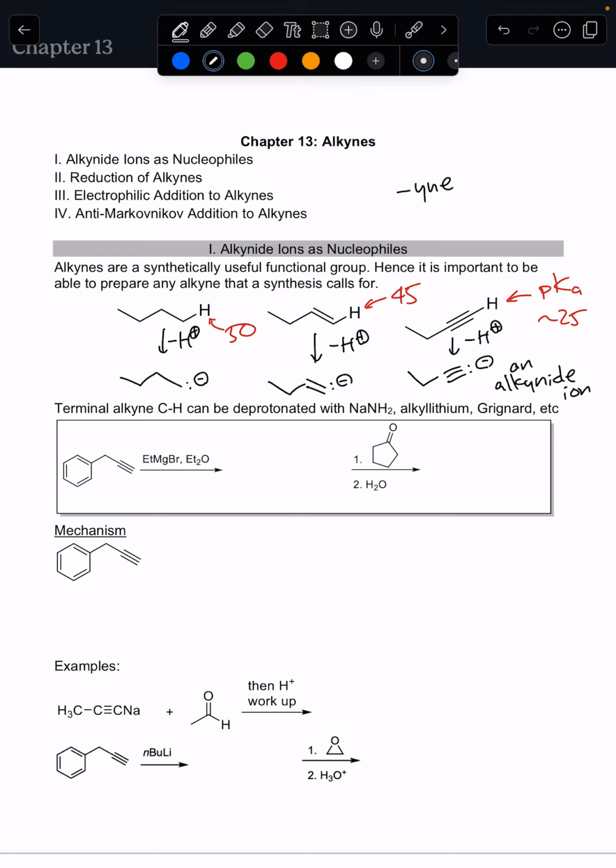The reason why that is synthetically useful is because if you apply a strong base, like, say, this is called sodamide, NH2 minus, or alkyllithium, or Grignard, or even maybe I'll add LDA. If you don't know what that looks like, you should go look up the structure. Those would all work, okay?